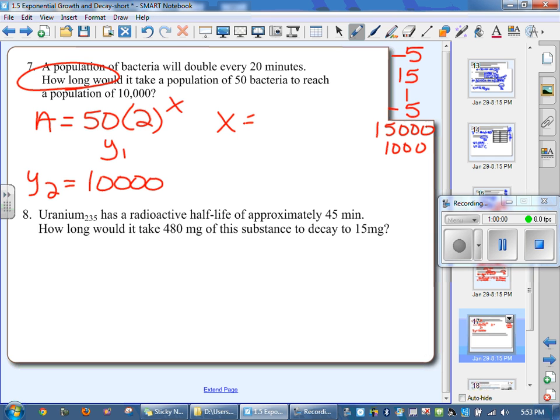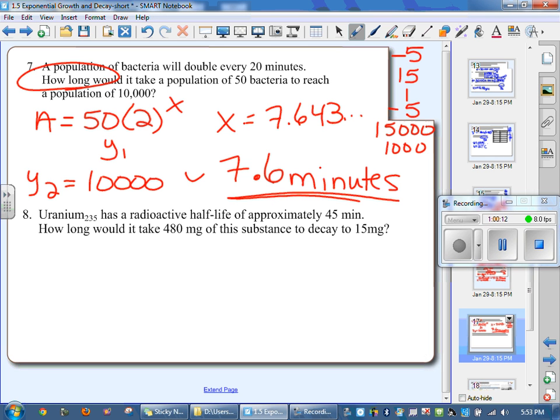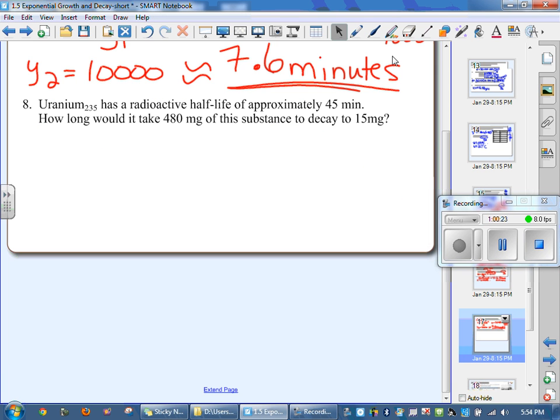Okay, looking at number 8, a good window for number 8 would be -50, 400, and go up by 50s is fine. -50, 80, you can count by 10s, that'll help. Okay, the equation would be A equals 480 times a half, because we're talking about half-life, exponent x over 45. Now why is 45 on the bottom? Because it's telling us that the half-life takes 45 minutes. So every 45 minutes it cuts in half. That's why 45 goes in the bottom.